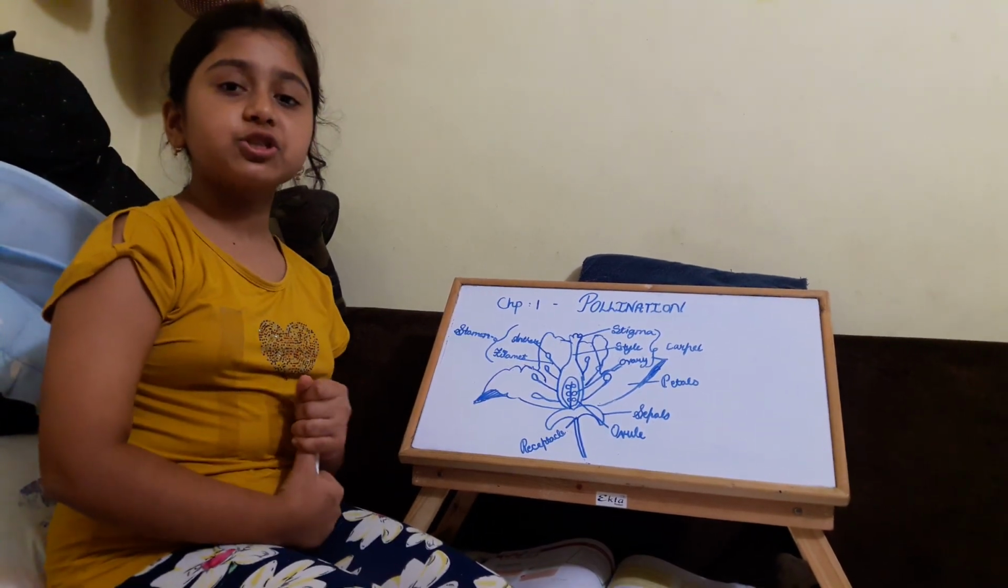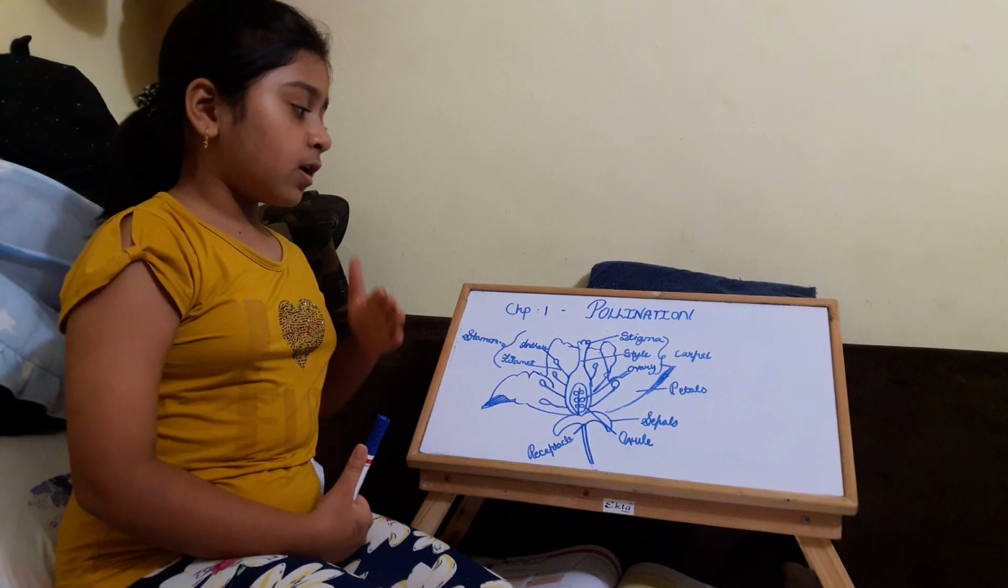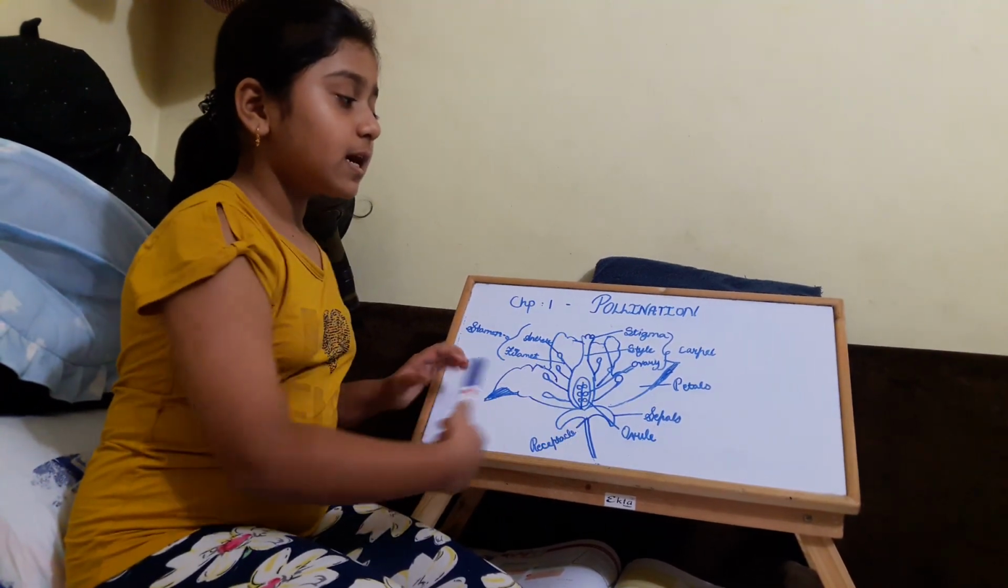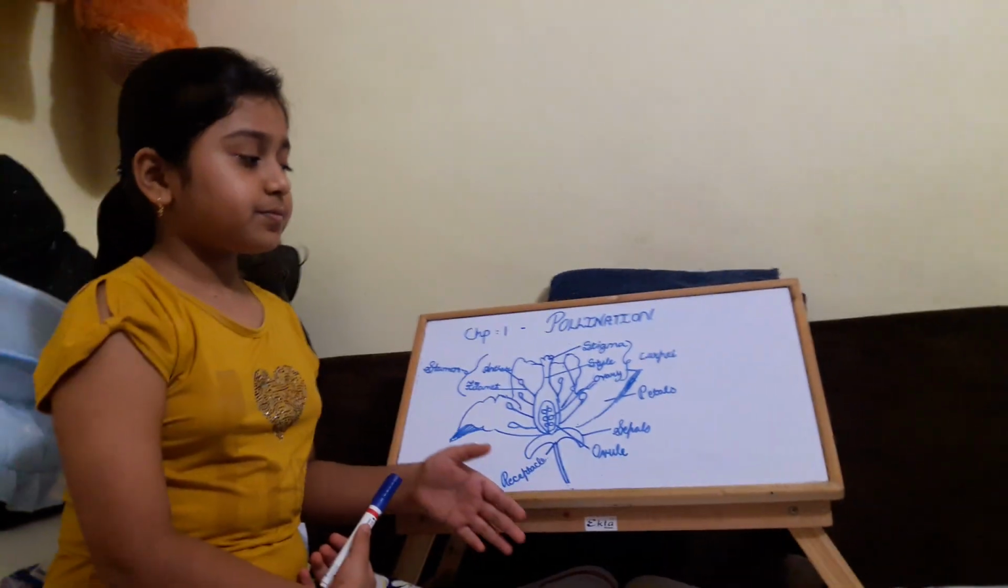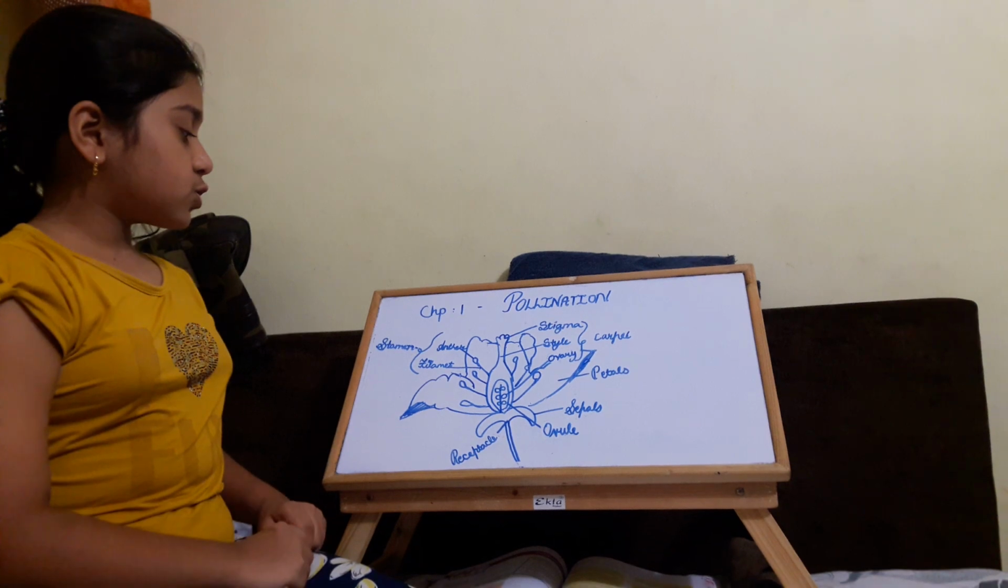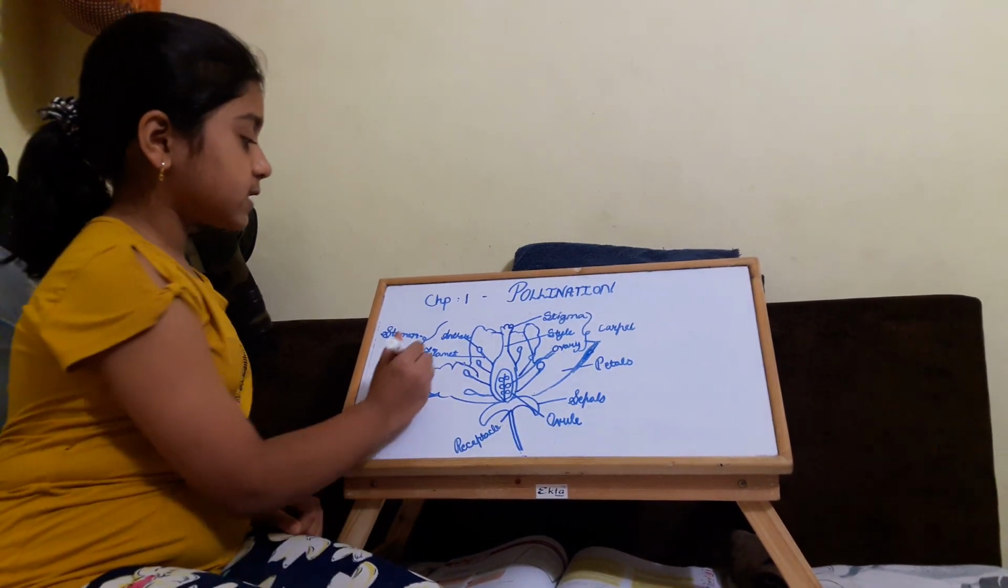So why is reproduction important? They need to reproduce because they produce young ones. If this does not happen, there would be no species of plants. So the first part we are going to study is anther.